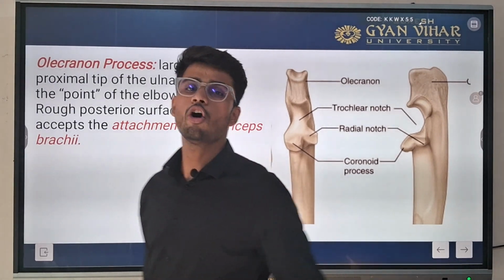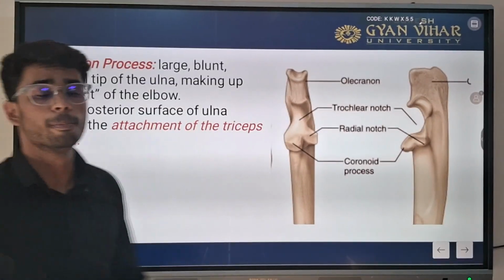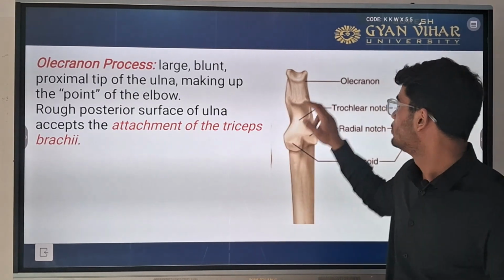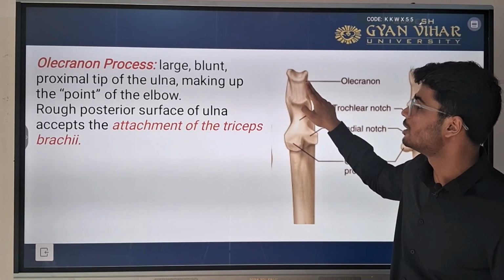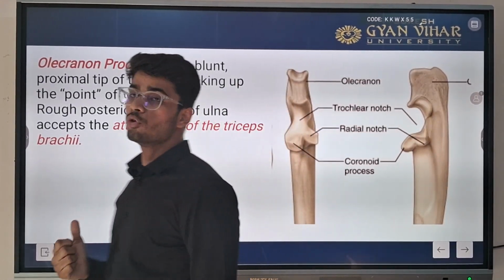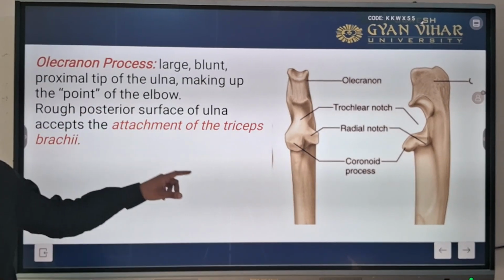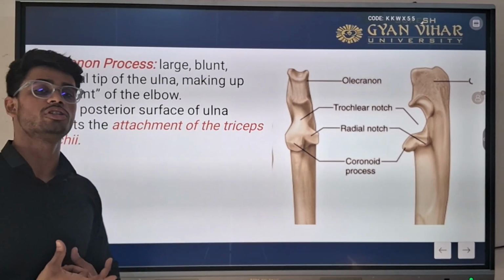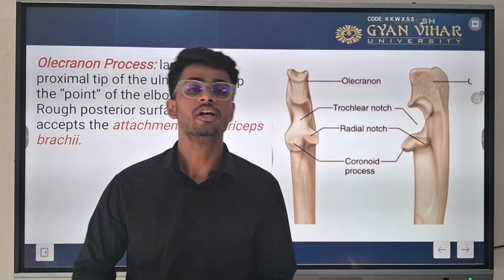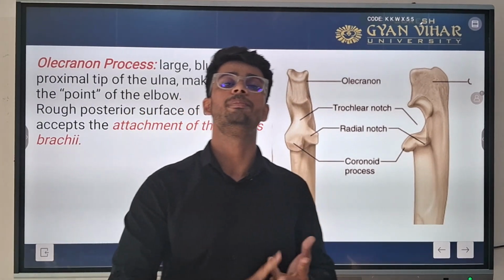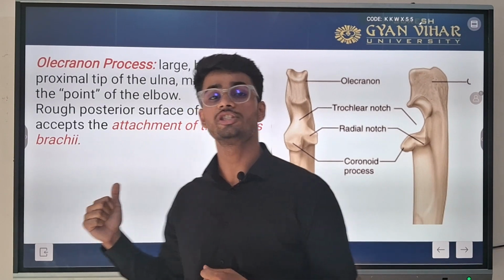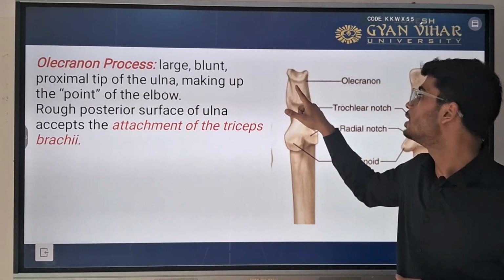Starting first with the olecranon process. This is a large blunt proximal tip of the ulna which makes the point of the elbow. Over here you can see this is the point of the elbow and it is called the olecranon. Also there is a rough posterior surface on this olecranon process that serves as the insertion site for the triceps muscle. So your triceps muscles, lateral head, medial head and long head, attach here at the superior tip of the ulna.